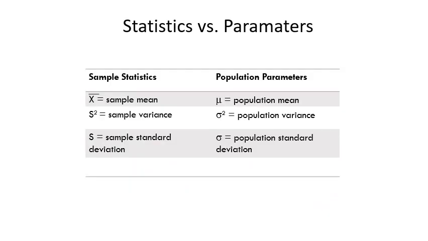These are all the symbols that I put on other slides, except the mu here that I didn't put on for population mean. But you've got mu, sigma squared, and sigma for your population parameters, and x bar, s squared, and s for your sample statistics. These are the values you should be using.